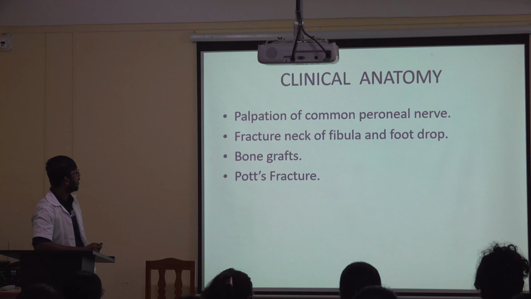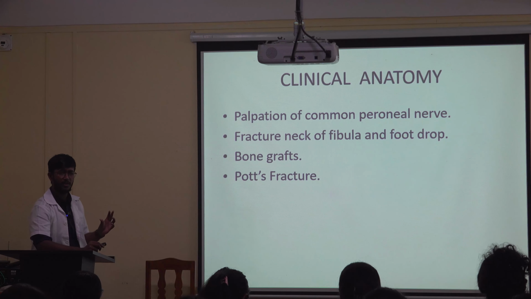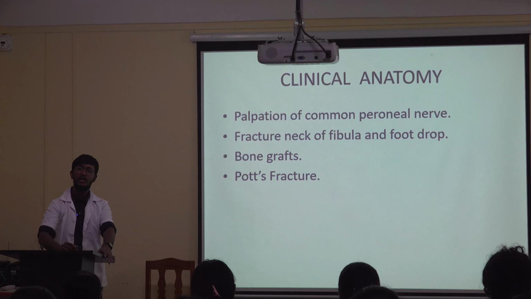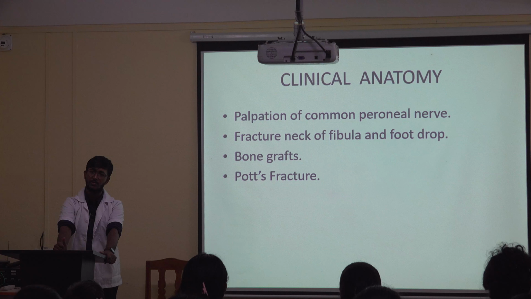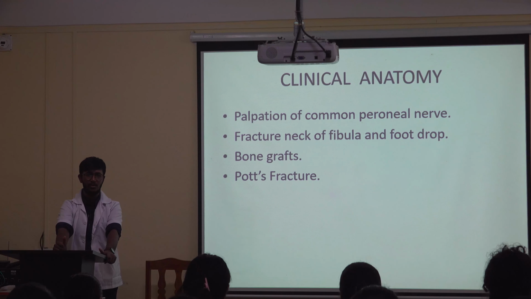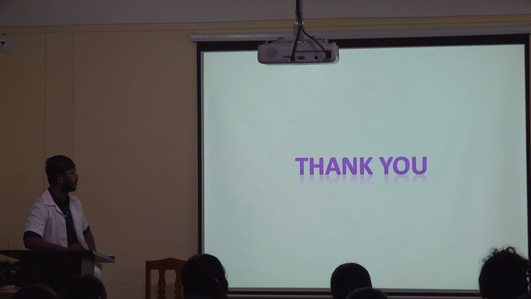Potts fracture is actually a comminuted fracture. It is like a mixture of fracture. In this fracture you will see that the lower end of the fibula is broken, the medial malleolus of tibia is broken, as well as the deltoid ligament is also torn apart. So that's all in fibula.